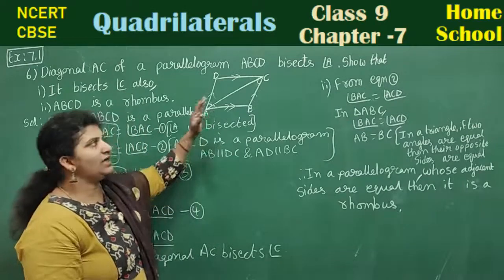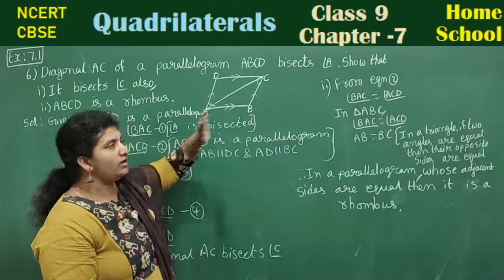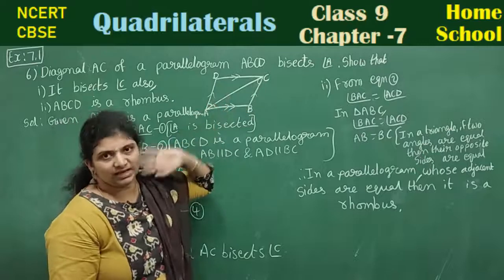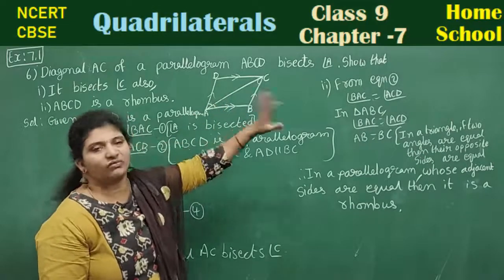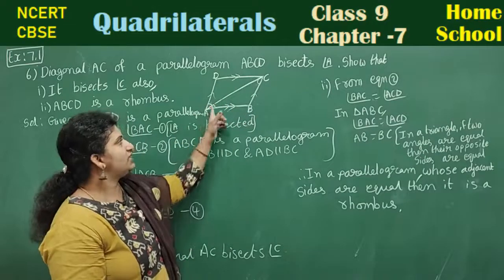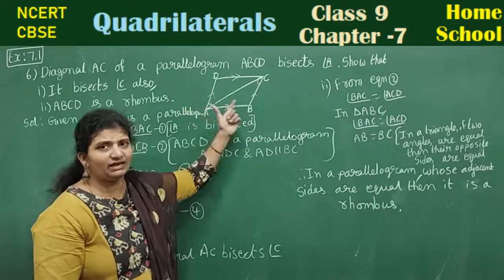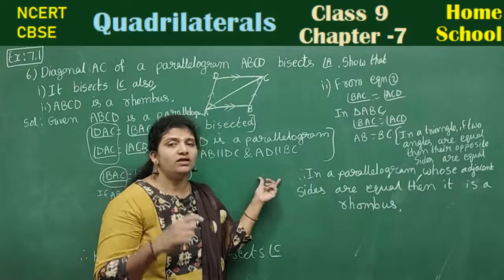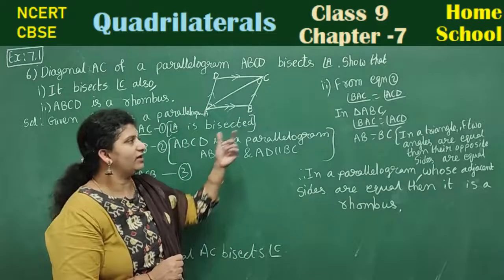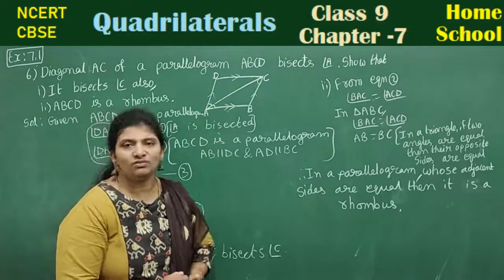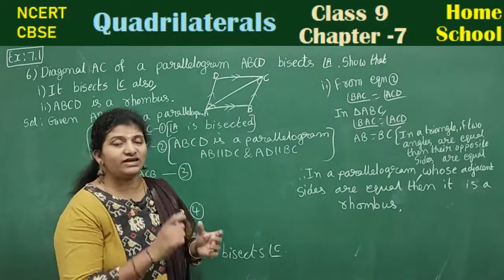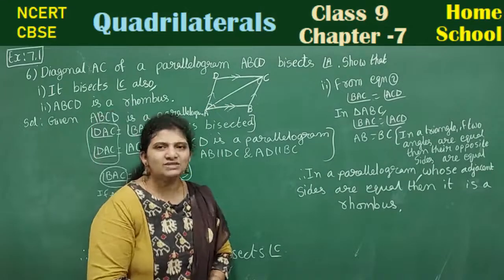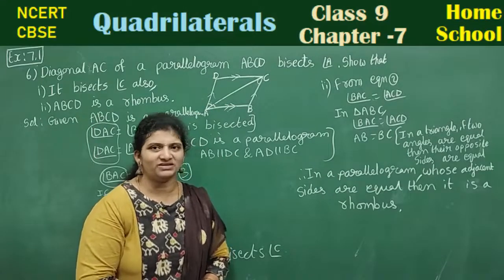So take any one triangle. Now you have proved this angle equal to this angle, from equation 2. If these two angles are equal in a triangle, what statement do we remember? If two angles are equal, their opposite sides are equal. That means AB is equal to BC. If adjacent sides are equal, then this parallelogram is a rhombus.